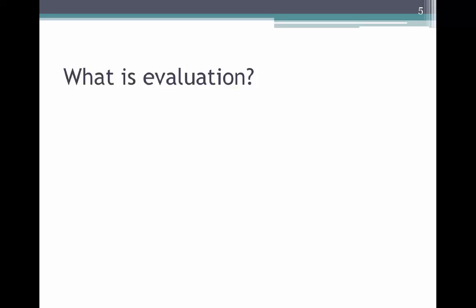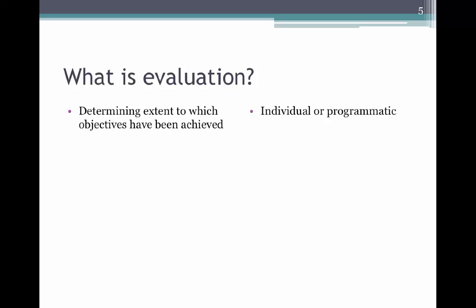Pause the webinar again and think to yourself, if that is how we define a curriculum, then what is evaluation? Evaluation asks the question of, did the curriculum work? Did it achieve the desired outcomes? How well were the objectives put forth by the curriculum achieved? Evaluation is both of the individual learners, for example, did my student pass the test, as well as the program or the curriculum itself, for example, were the objectives of the curriculum achieved?